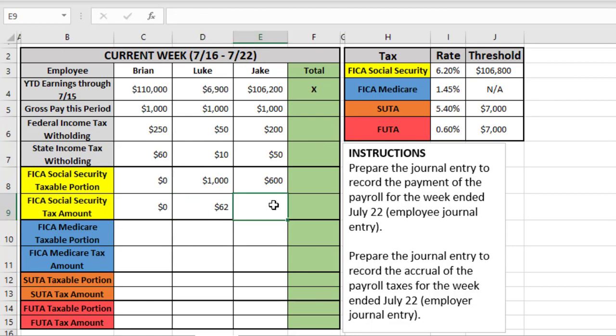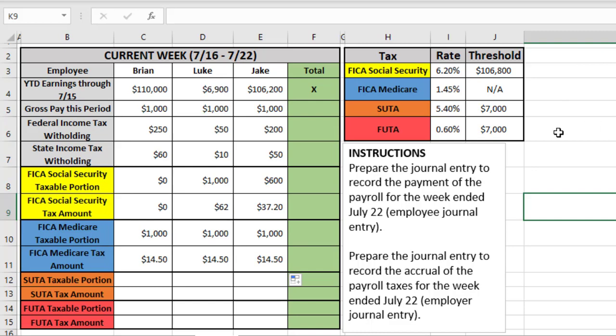Now for Jake, we're going to do a similar process. We're going to take $600 and multiply by 6.2% to get his tax amount of $37.20. Now for Medicare, we can see that there is no threshold for the purposes of this problem. So if there's no threshold, you can simply take the gross pay for this period, and that's going to act as your taxable portion for all three employees. Now for the tax amount, you're simply going to take the taxable portion and multiply that by the tax rate. And it'll be the same process for all three employees, which should get you $14.50 for the taxable amount for Medicare for Brian, Luke, and Jake.